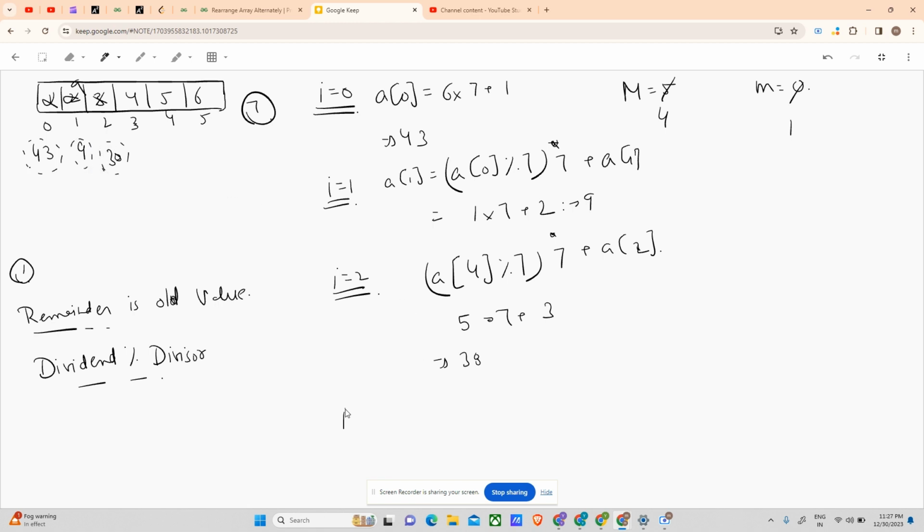Okay. Moving to I equals to 3. For I equals to 3, A of, oh, also decremented, A of now kept small m, that is 1, percentile 7 into 7 plus A of 3, which is A of 1 now is 9. 9 percentile 7 is 2, into 7 plus A of 3 currently is 4, that will be equals to 2 into 7, 14 plus 4, that will be 18. Change it to 18. Okay.